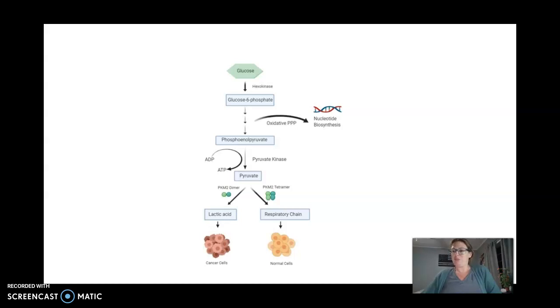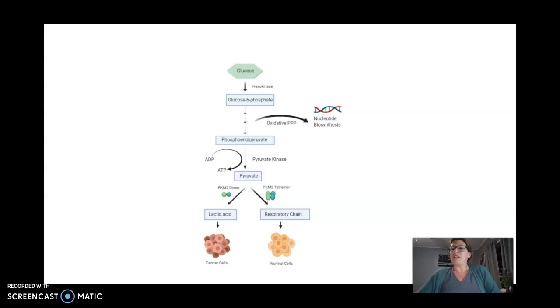oxidized in the electron transport chain, and it suppresses the reactive oxygen species production. NADPH is needed for nucleotide biosynthesis, and nucleotides are then needed to support the rapid cell growth. The dimer PKM2 reduces catalytic activity and participates in macromolecule biosynthesis, which then generates the materials needed for the rapid growth that you see in tumors.